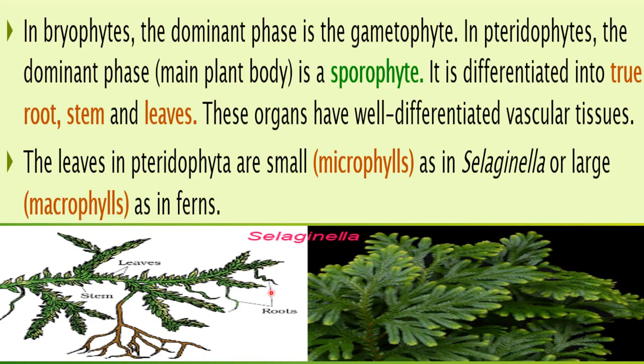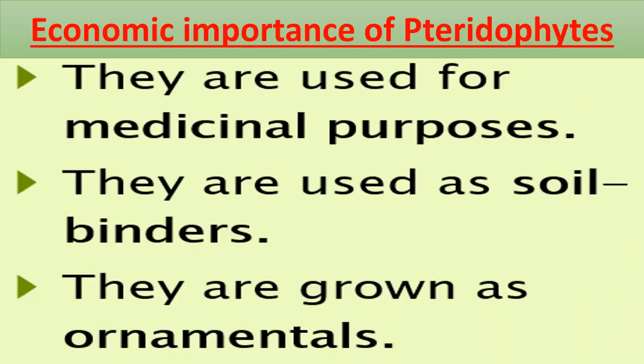Diagram of Selaginella is shown here. These leaves, you can say, these are very small leaves which are present here, and these are called microphylls. And here in this diagram you can see stem, leaves and roots also. Okay, so this is stem, this is root, and these are leaves. Okay, so these true stem, root and leaves are present in the pteridophytes.